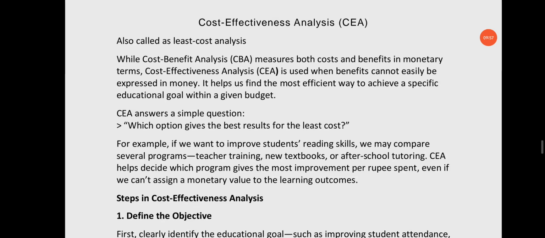Cost effectiveness analysis (CEA), also called least cost analysis. While cost benefit analysis (CBA) measures both cost and benefit in monetary terms, cost effectiveness analysis (CEA) is used when benefits cannot easily be expressed in money. It helps us find the most efficient way to achieve a specific educational goal within a given budget.